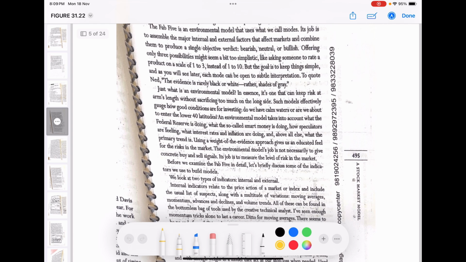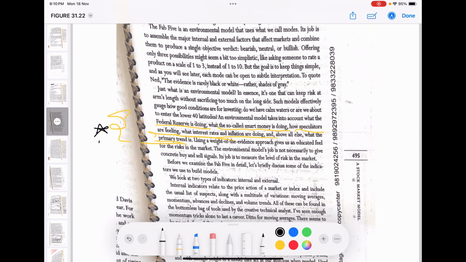Okay. So the environmental model takes into account what the Federal Reserve is doing and also what the smart money people are doing and how speculators are feeling, what interest rates and inflation are doing, and above all, what is the primary trend. So all of these things are the most important things when it comes to trading, and the environmental model takes into account all of this.